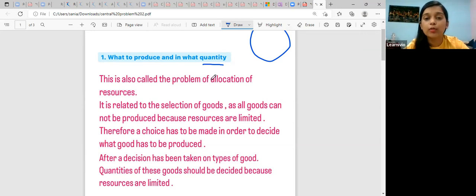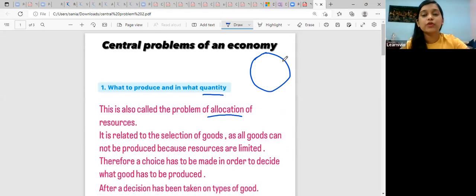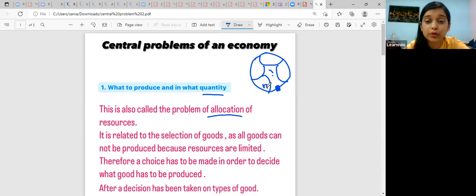This is also called the problem of allocation of resources. Now, ma'am, what is allocation? For example, this is your home. This is the kitchen, this is your bedroom, this is your drawing room, this is your guest room, and this is your main hall. You bought a refrigerator, and the person came and dropped it over here. Now you are not going to put it in your bedroom. You are going to put it in your kitchen, not in your washroom, not in your drawing room.